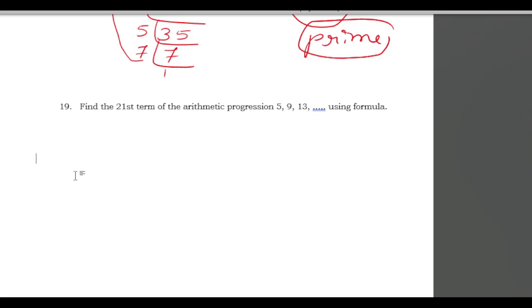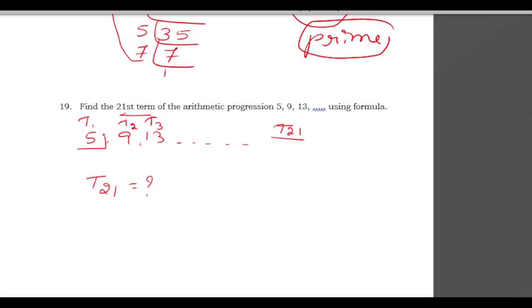Find the 21st term. We don't know the terms. The first term is 5, the second term is 9, the third term is 13, and so on. We have to identify the 21st term. We can write it like this: T 21, the 21st term.